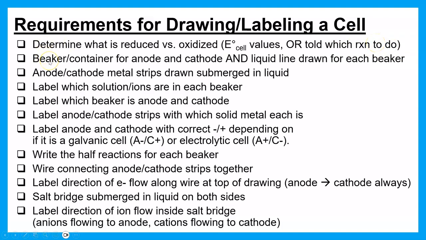Draw your beaker. Make sure there's liquid in your beaker. Make sure your strips of metal for your anode and cathode are actually submerged in the liquid. Label what your solutions are. Put the ions that are there. Tell me what's anode and cathode. Tell me what metal your strips are.